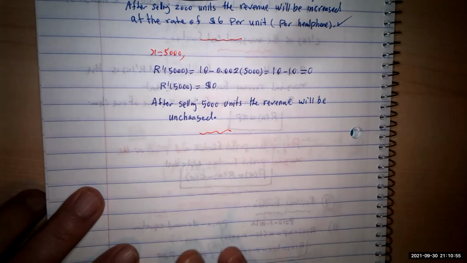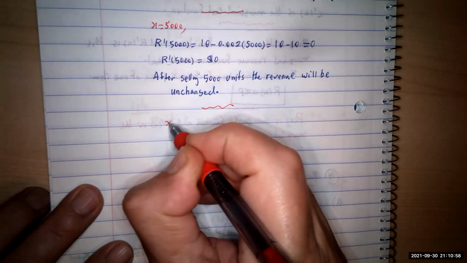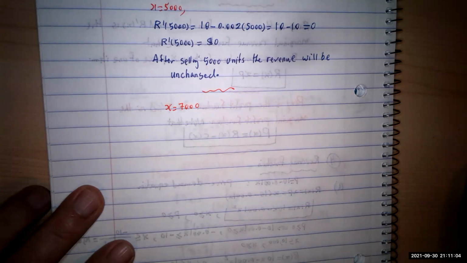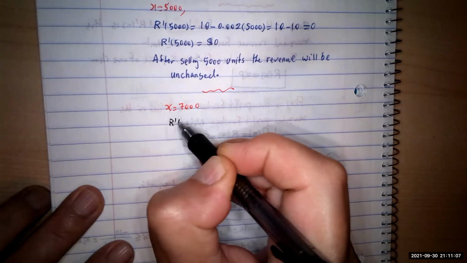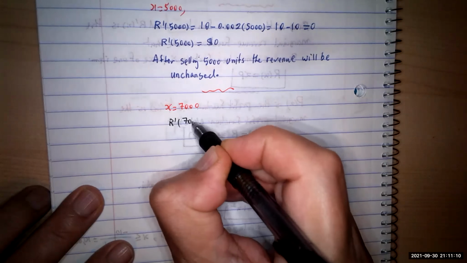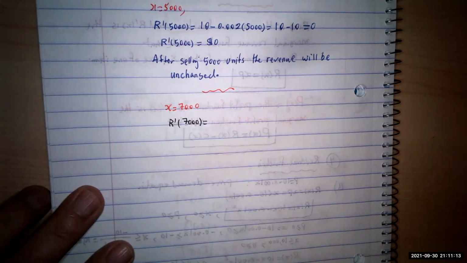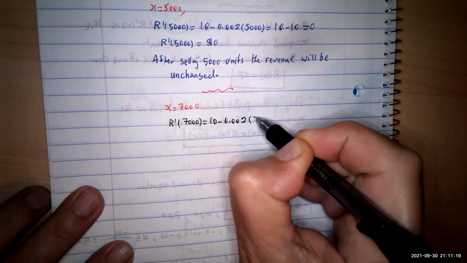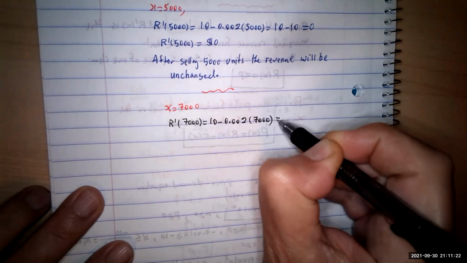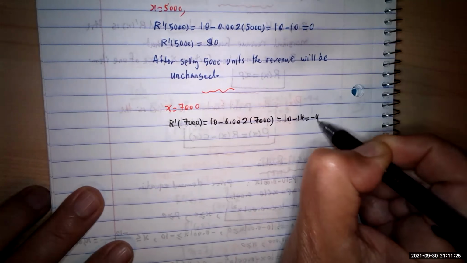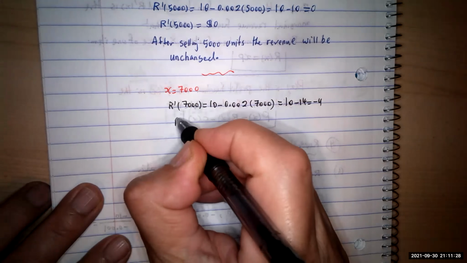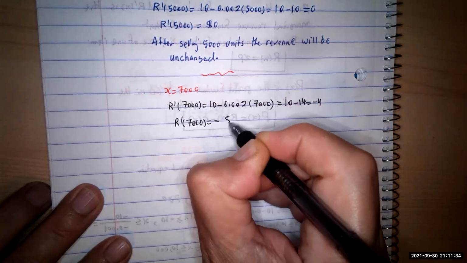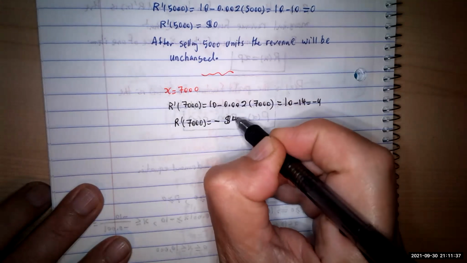Question? Let's see what would happen if you ignore this one and you continue the production. If you go to the level of 7,000, what would happen to R prime of 7,000? At R prime of 7,000, you get 10 minus 0.002 times 7,000. You see that gives 10 minus 14, which is negative 4. So if you go on to a higher level of production, this is going to be your result, negative $4.